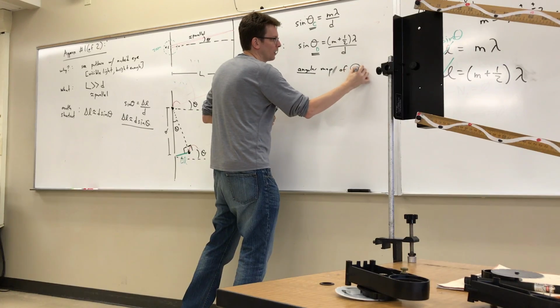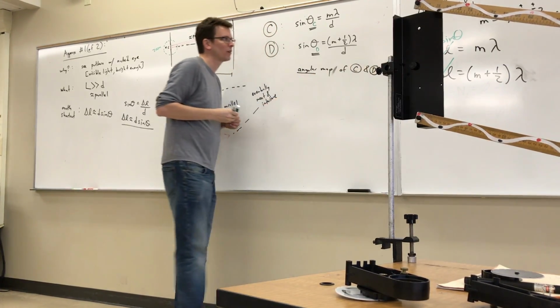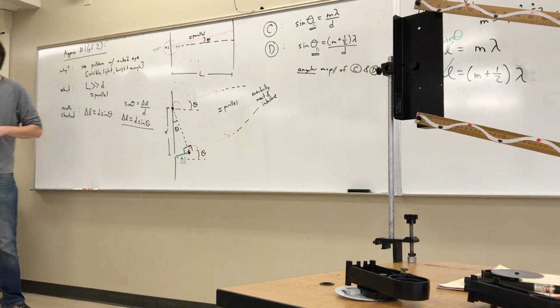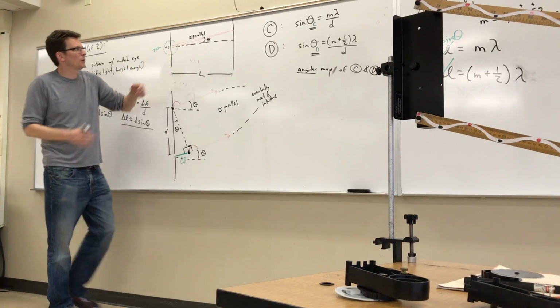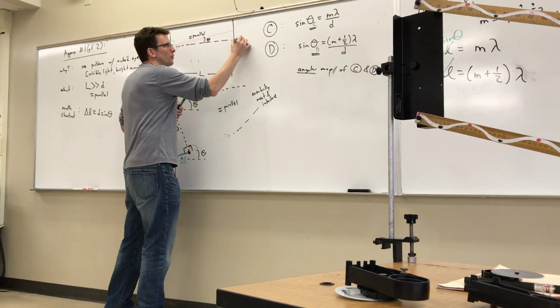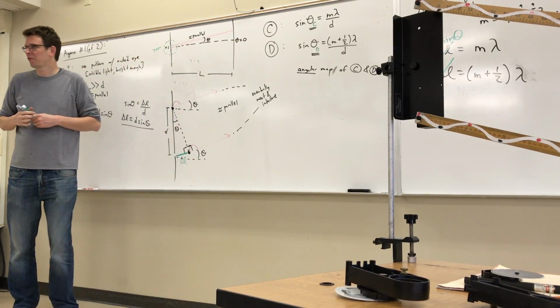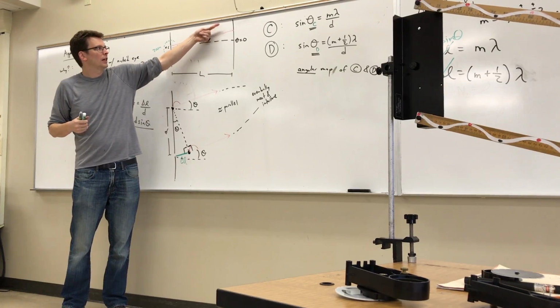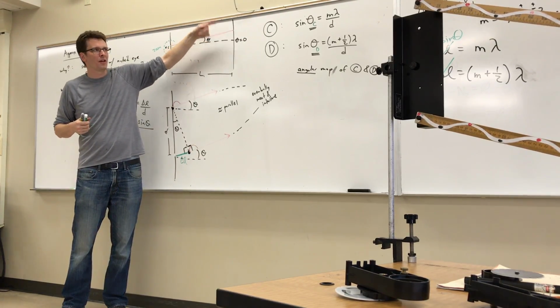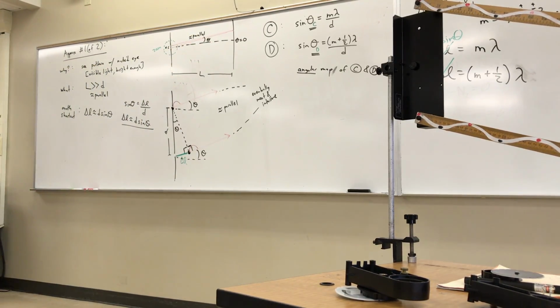So now we have an angular map of the constructive and destructive locations. This is in terms of angular location, where theta equals 0 is the center of the screen. That's your reference. And then these are the various angles from there that you will find these various features. Does that make sense? So that's step 1.